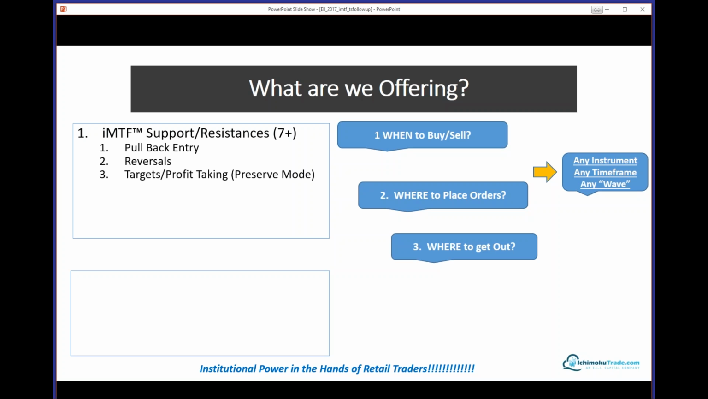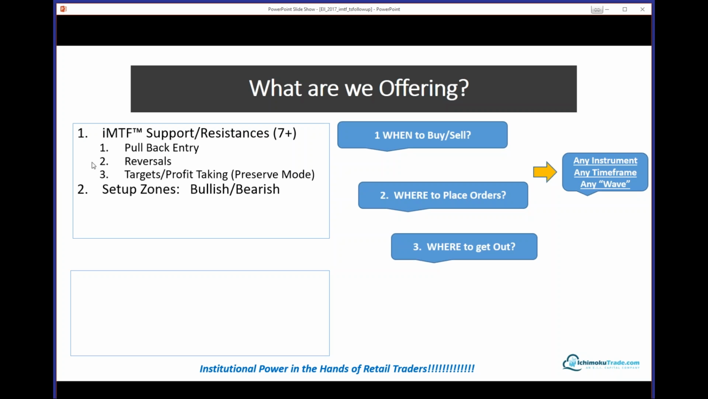Next, you also could use these key support resistance values as targets, or what we call preserve mode, where you're going to take some profits in your position. So if you look at these past IMTF values, which are past key support resistance values, you could use them for targets, or for preserve mode where you can take some positions off. So this is very, very key, and we're going to show you how you could use that too.